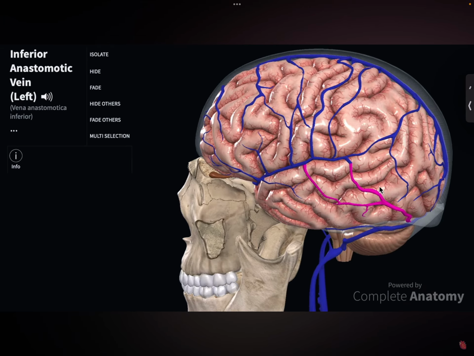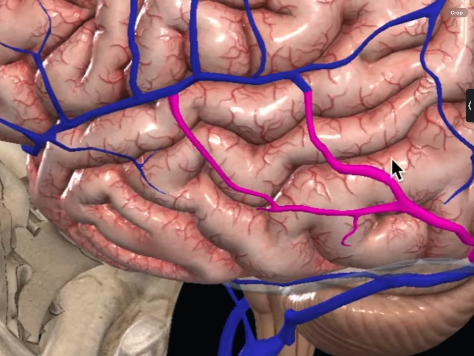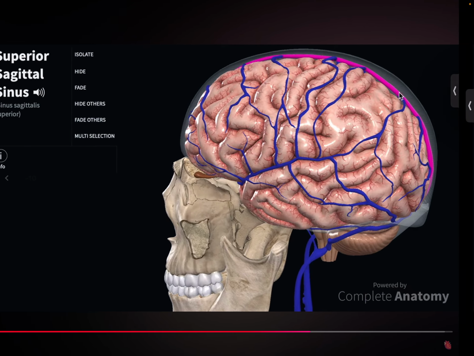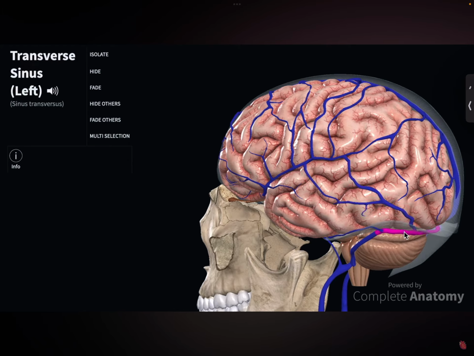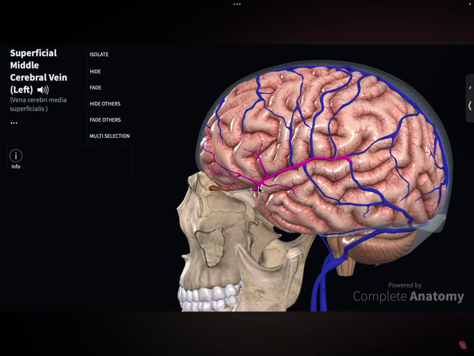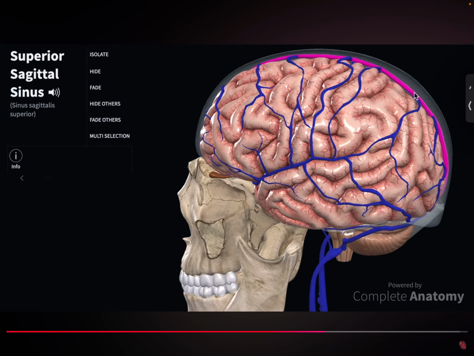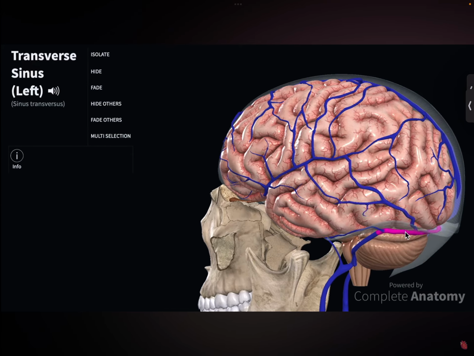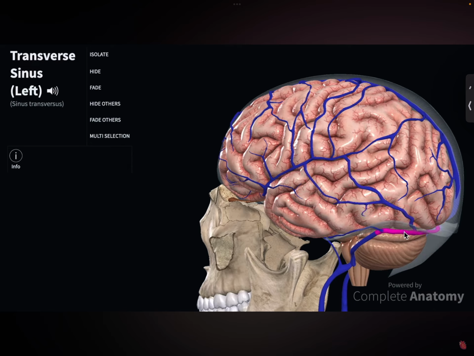But then the superficial middle cerebral vein also has an inferior anastomotic vein. With the help of that, it drains into the transverse sinus. So very important: deep cerebral veins were draining into the straight sinus. And the superficial middle cerebral vein has a superior anastomotic vein and an inferior anastomotic vein. With the help of the superior anastomotic vein, it drains into the superior sagittal sinus. With the help of the inferior anastomotic vein, it drains into the transverse sinus. So do not forget this.